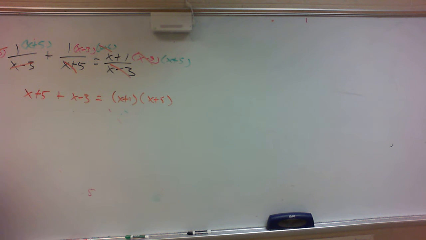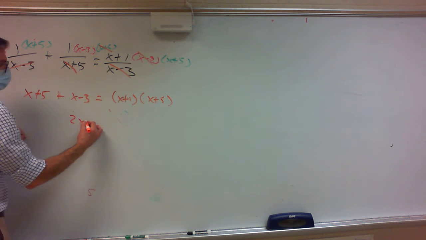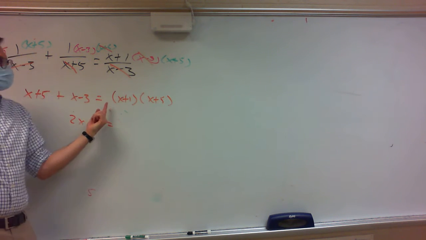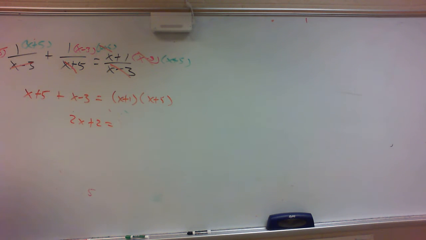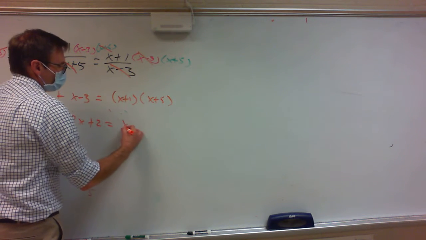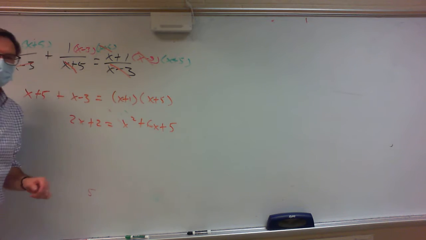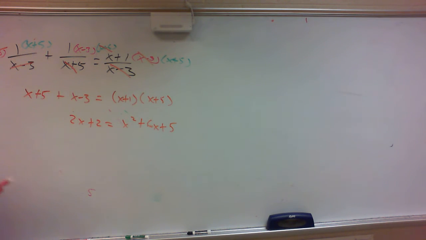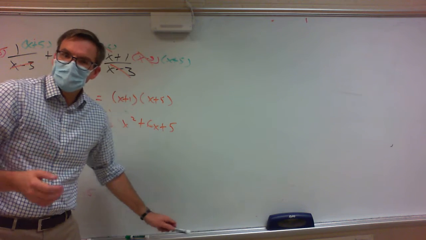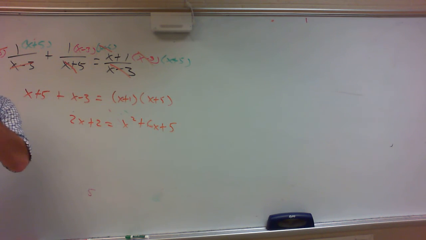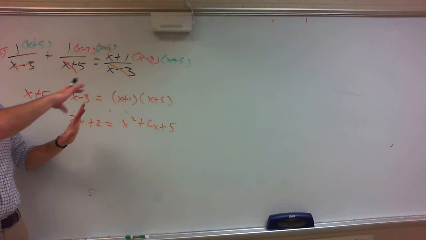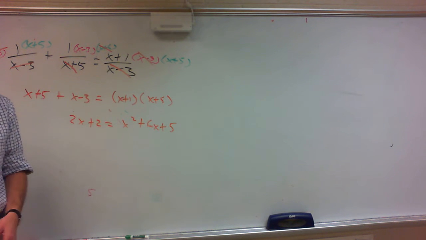You still have to solve it. So what do we need to do? I guess I can combine these, right? If I combine this, that's going to give me a 2x plus 2. And I multiply that out. Let's see. It gives me x squared plus 6x plus 5. Now, how do I solve this? Well, set equal to 0 and factor. Anytime you see x squared and x and a number, the only way you solve this is you set it equal to 0 and factor.